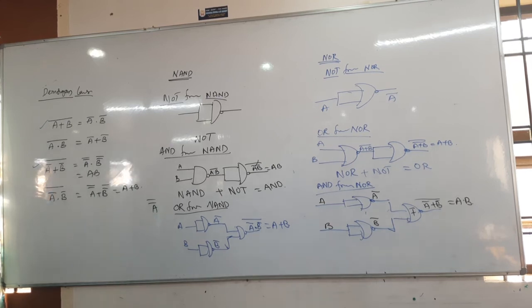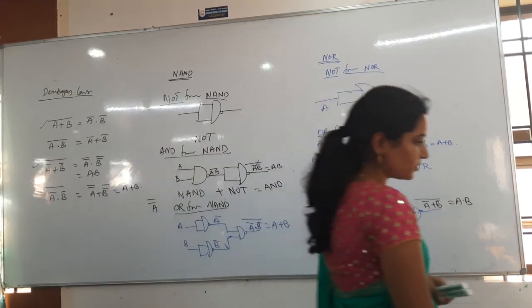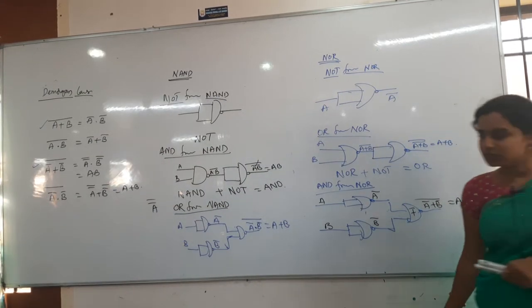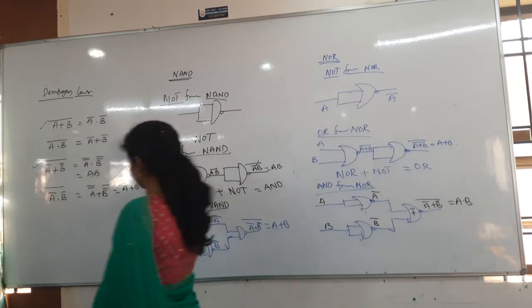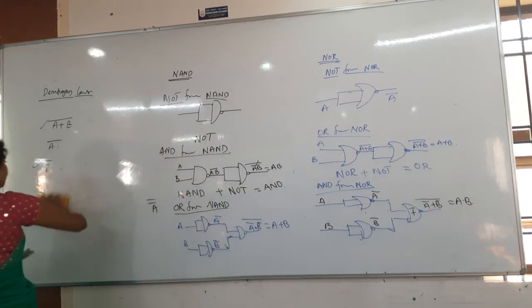Right, next problem. Finished? Next one, construct truth table for function of x from A and B.